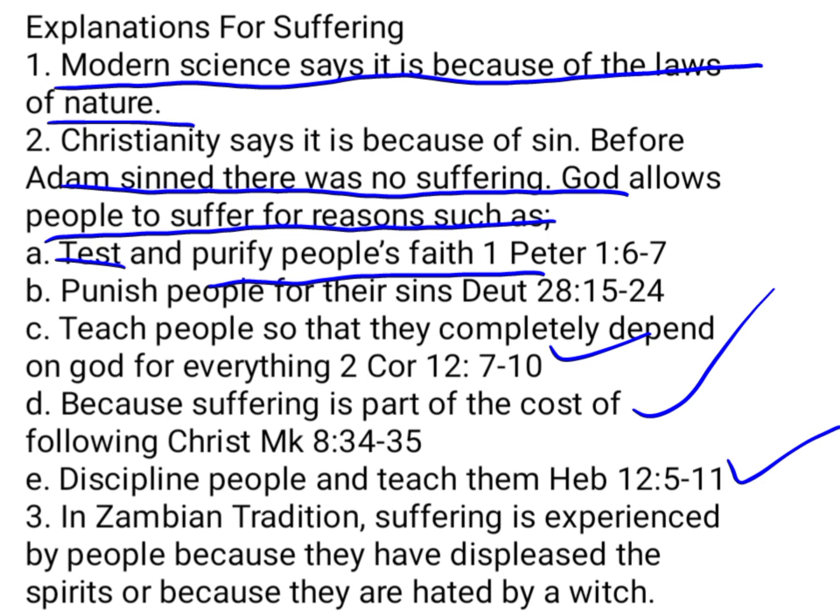In Zambian tradition, suffering is experienced by people because they have displeased the spirits or because they are hated by a witch. If a witch hates you, you will suffer. If you are hated by a witch, you will go through hardship. That's what they believe in Zambian tradition.